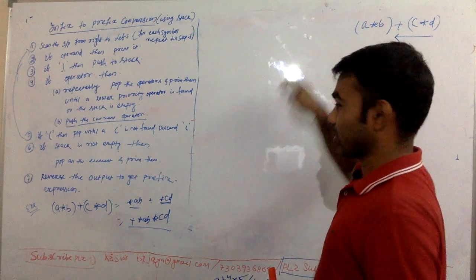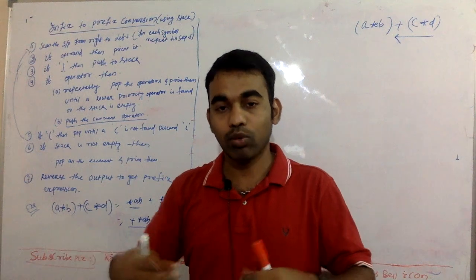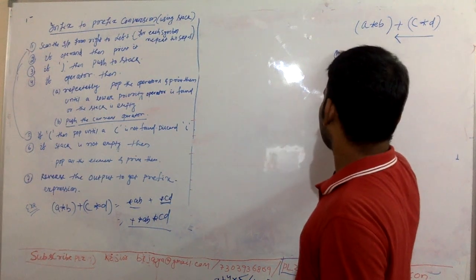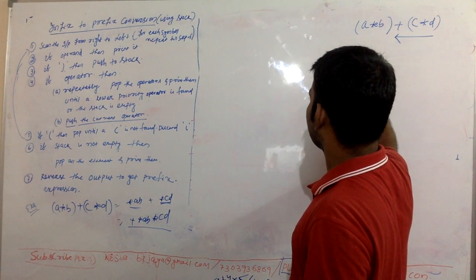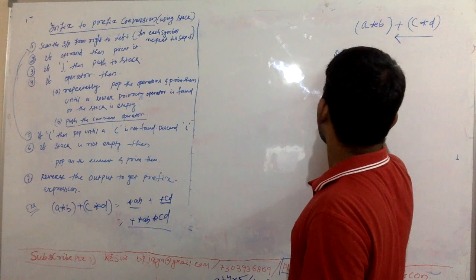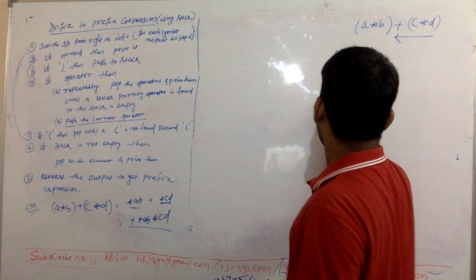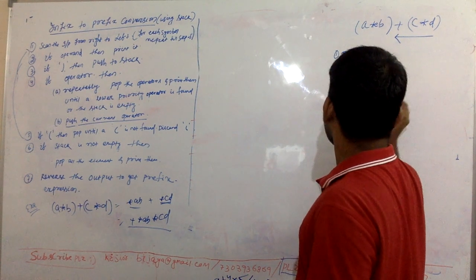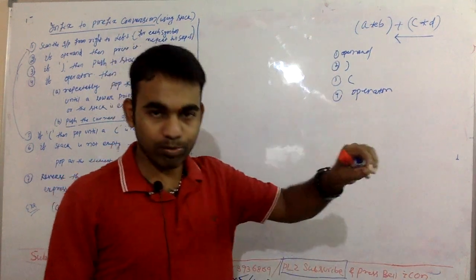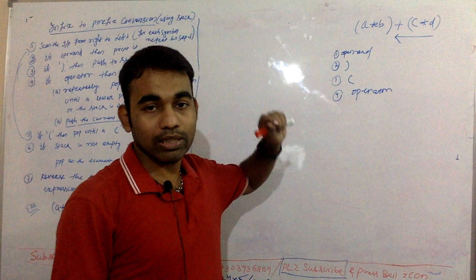While scanning any expression, what are the possible symbols you will come across, whether you are scanning from right to left or left to right? There will be either an operand, or a left parenthesis, or a right parenthesis, or an operator. These are the four possible things that will come in your way while you are scanning any given expression. So you need to understand what you should do with each symbol. That's what we will discuss.